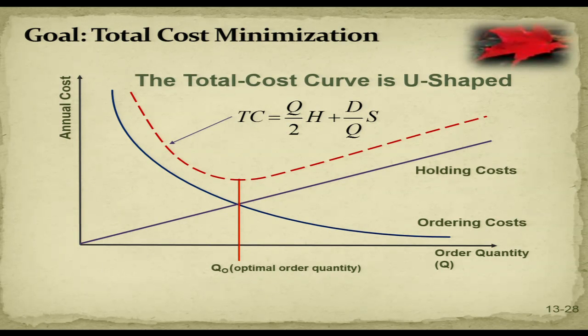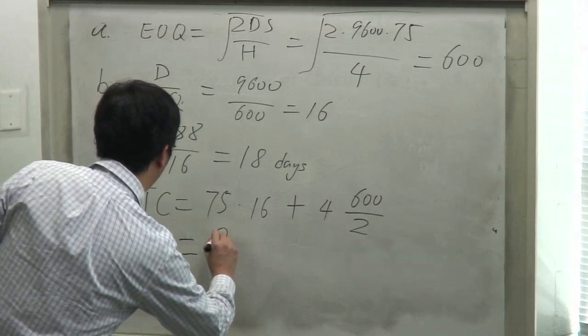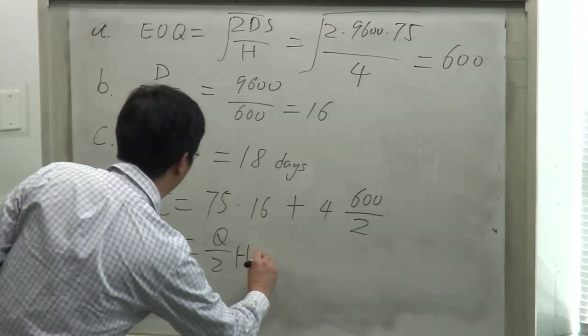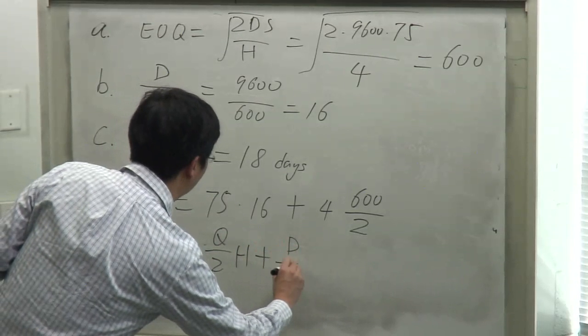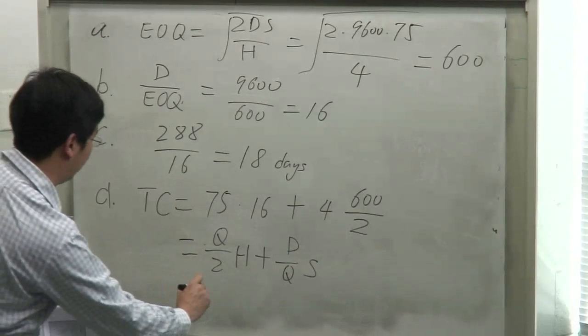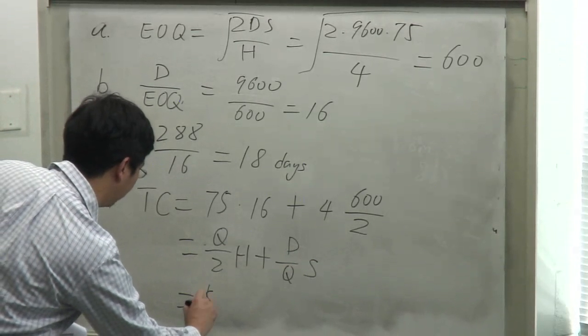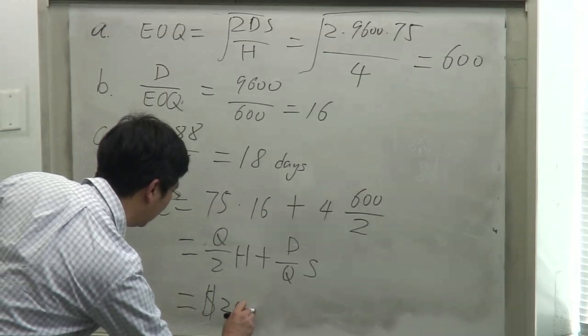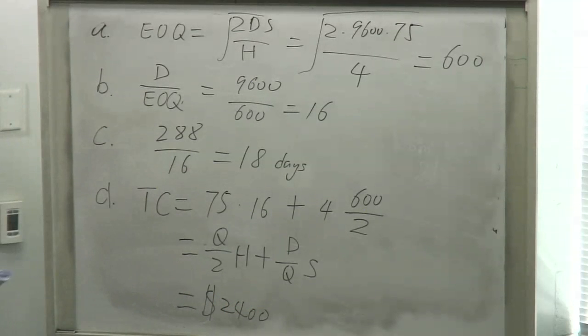So it's the same, right? It's Q over 2 times H plus D divided by Q times S. And what is the final result? Anybody can tell me? 2,400. 2,400. Very good. So it's your show time. You tell your manager, by using my method, you can reach the minimized cost. There's no way you can have a lower cost than this $2,400, because we can guarantee it.